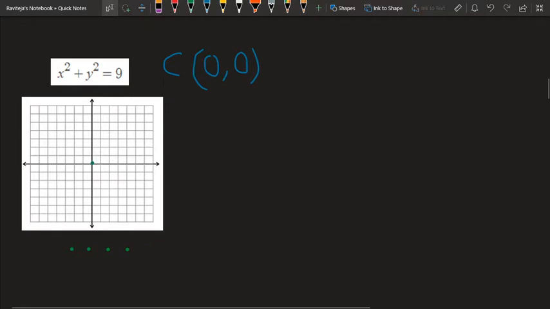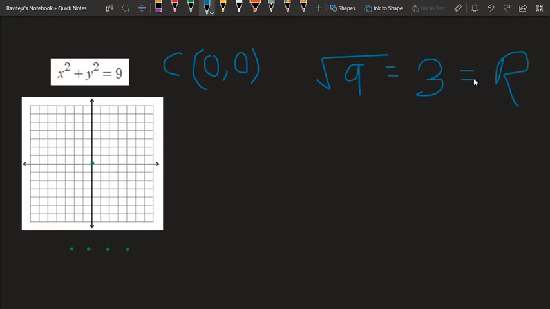Okay, and now we want to find our radius. And remember, our radius is essentially the number on the right side, or whatever x squared plus y squared is equal to, the square root of that. So that would be the square root of 9, which equals 3, which equals r. So that's why our radius is 3 for this.